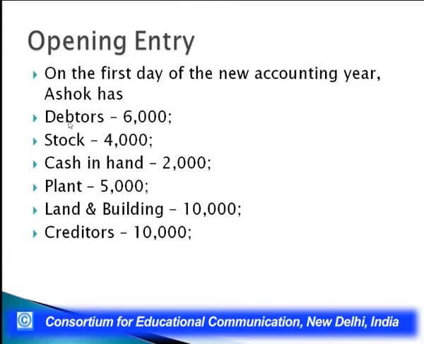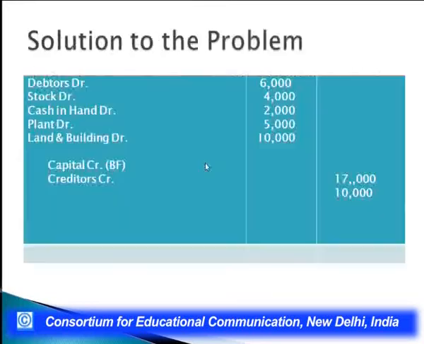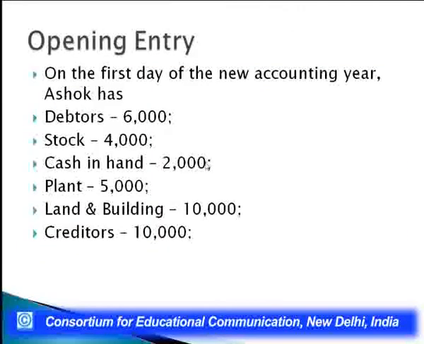So debtors are certainly the people who have to pay us. So that is an asset. Certainly stock is an asset, a current asset. Inventory or stock is one and the same thing. Cash in hand, again a very important example of an asset, a liquid asset. Plant is another asset given in the question, and land and building is also an asset. Creditors are a liability. The only liability given is creditors, and which is 10,000, right? So the rest of the items all are assets.